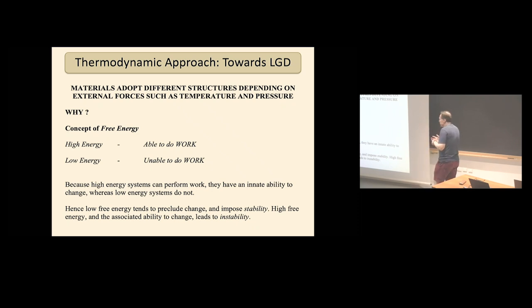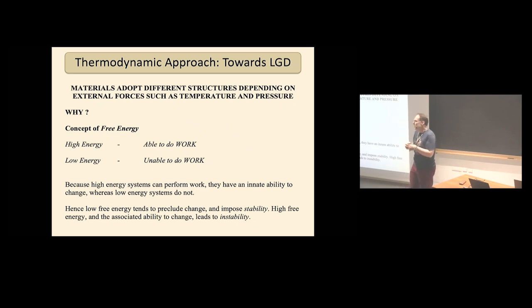So the free energy is a construct that is a measure of a system's capacity to do work. If a system has a high free energy, it has a high capacity to do work, and therefore a high propensity to change its state of being by doing work. So high free energy, high propensity to do work, high capability to do work, high propensity to change.